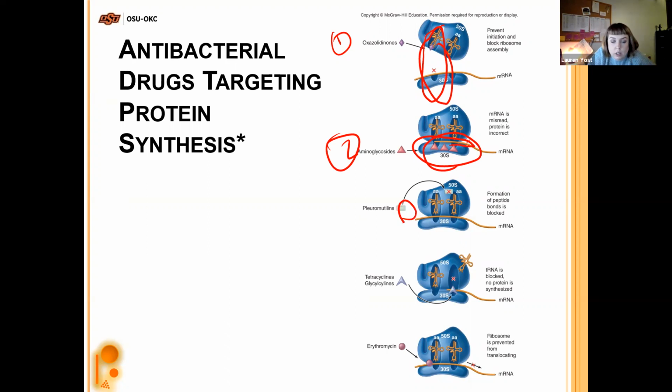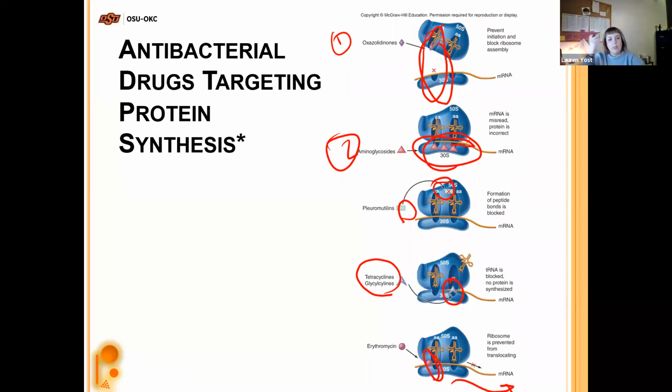These guys, I can't read this on here, pleuromutilins. I don't know if I need glasses, it's just so tiny. Anyways, the formation of peptide bonds is blocked, so where you would attach your amino acids, they can't stick on anymore. Tetracyclines, which you've probably heard of, and glycylcyclines, similar drugs, block the tRNA from coming in and matching onto the mRNA position, so you can't make the protein. And then erythromycin prevents the ribosome from moving along down the mRNA. So that's how they all kind of work.